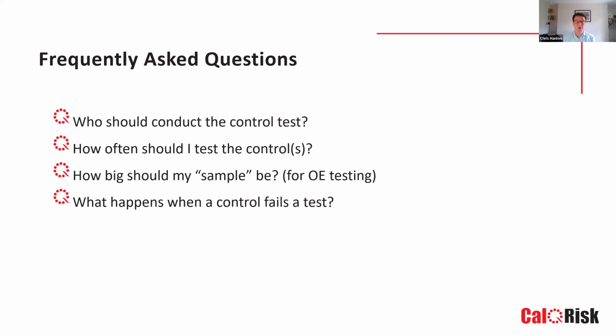How big should my sample be for operating effectiveness testing? I probably answered this one already. If it's a daily control, think about capturing 20 samples in the last quarter. If it's weekly or monthly, maybe a handful in the last quarter. If it's annual, you're probably only going to be able to get one in the last maybe year or two or something like that anyway. So really, my big piece of advice here is to have that laid out.